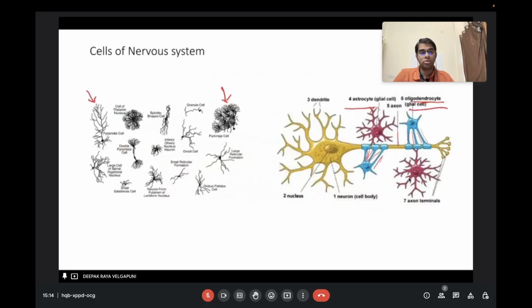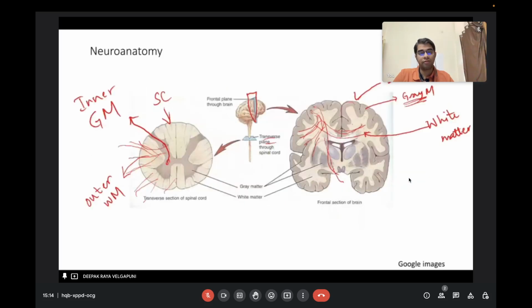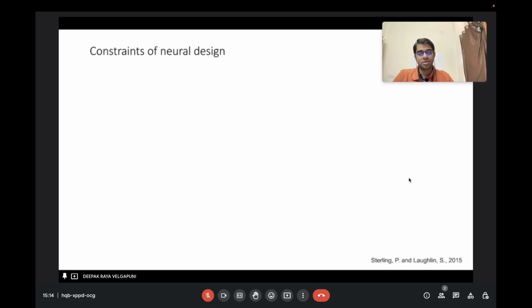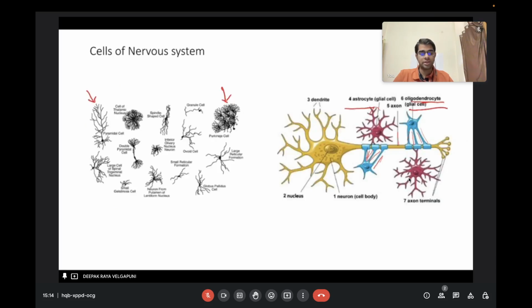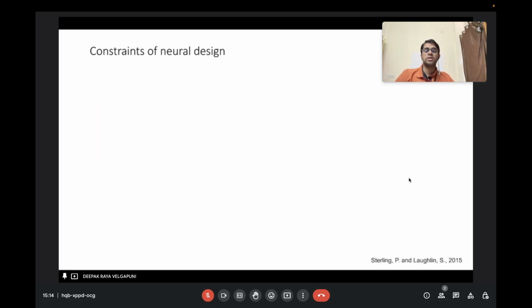So this is about the microarchitecture, or microscopic view of the nervous system, and we have dealt with the macroscopic, that is the general neuroanatomy. So this is about anatomy of the cells. Now let's shift our gaze towards some of the constraints for neural design.